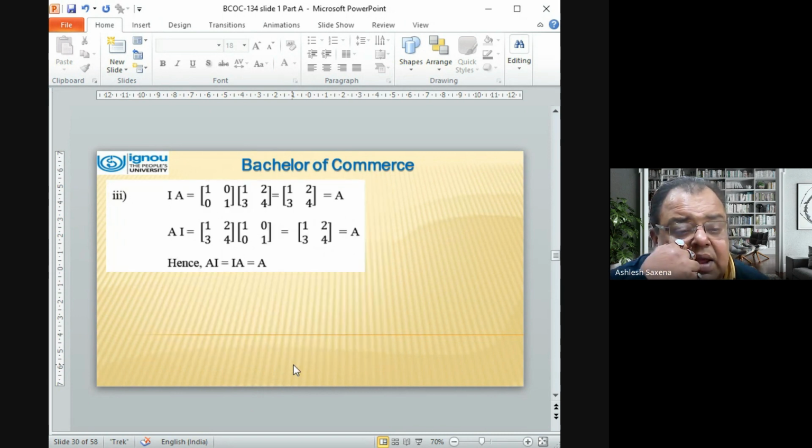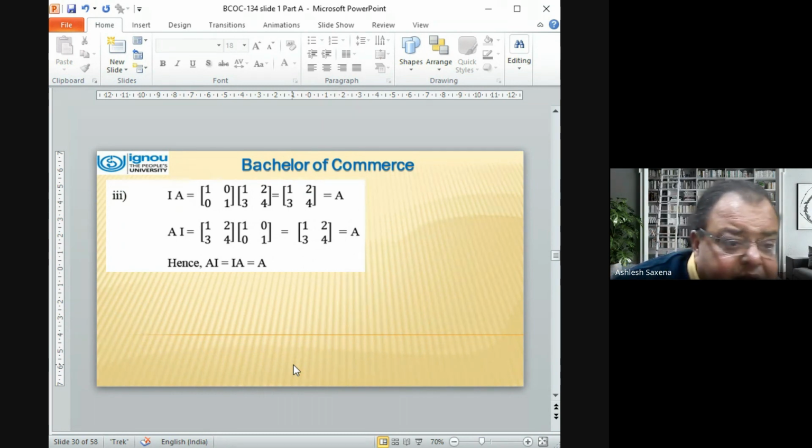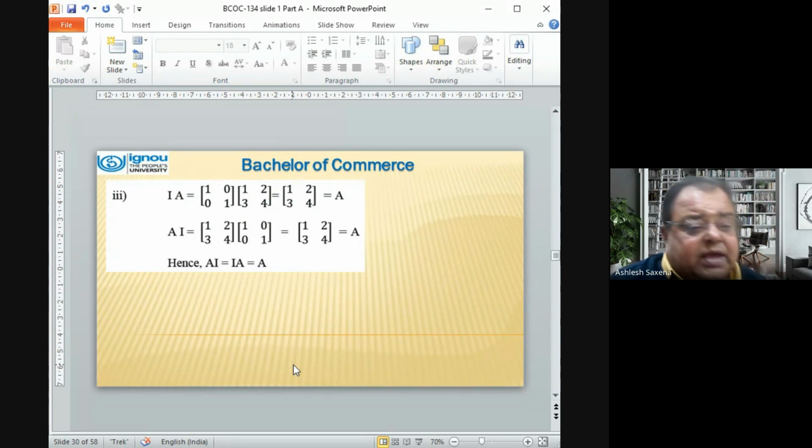Third one, identity matrix. A matrix is a 2 by 2 matrix. That means the identity matrix will be a matrix of order 2, having 2 rows and 2 columns, and the diagonal elements will be 1, and the remaining all 0. Now when you multiply identity by A, you will get A. And when you multiply A with identity, again you will get A. That means AI is equal to IA is equal to A.